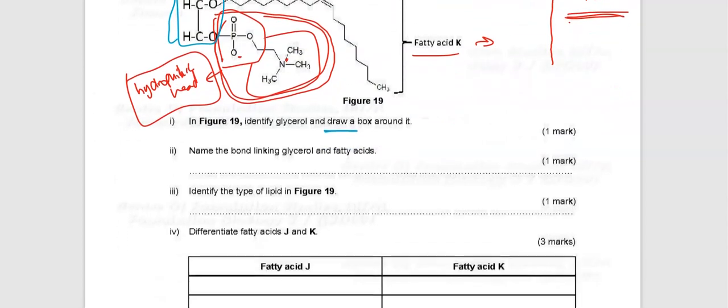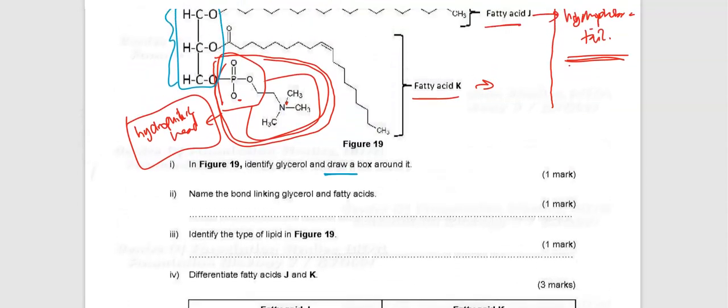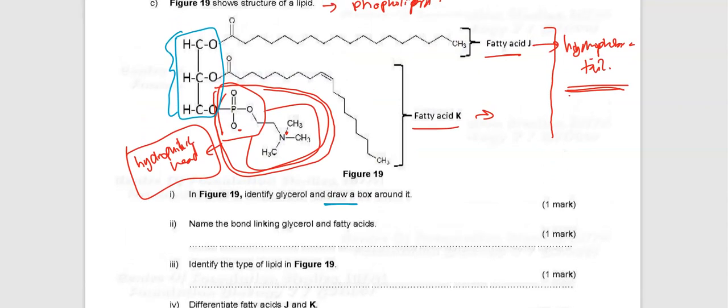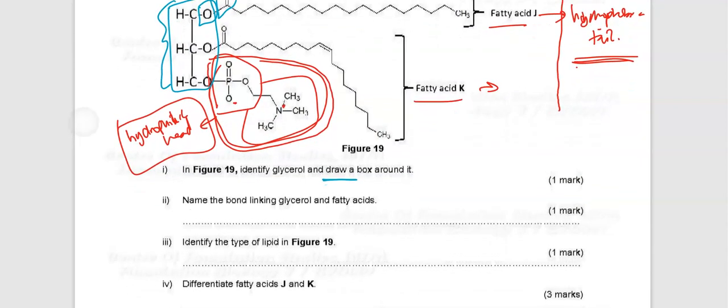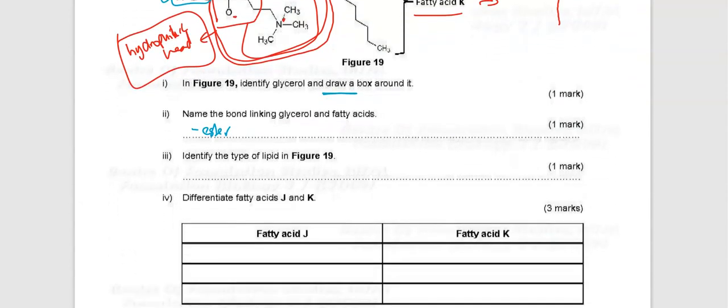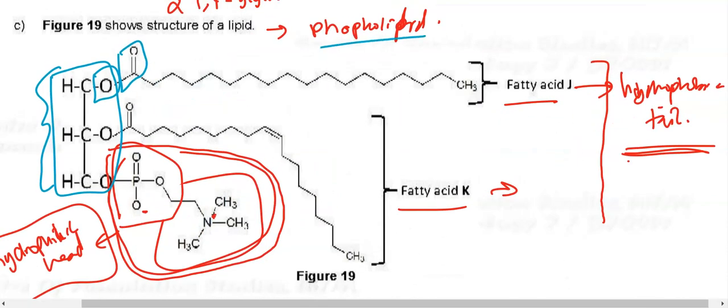The next question, number 2: name the bond linking glycerol and fatty acid. Obviously it involves the bond between the carboxyl and also the hydroxyl here. So the bond is an ester bond, or ester linkage. Number 3: identify the type of lipid. We already answered that question, which is phospholipid.